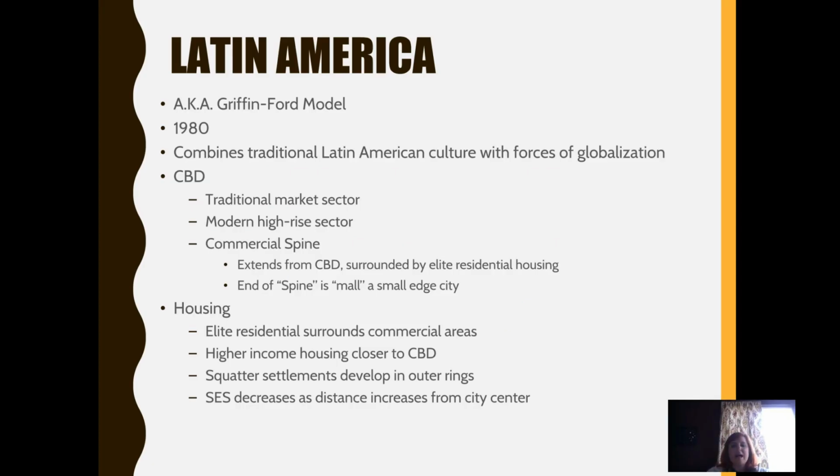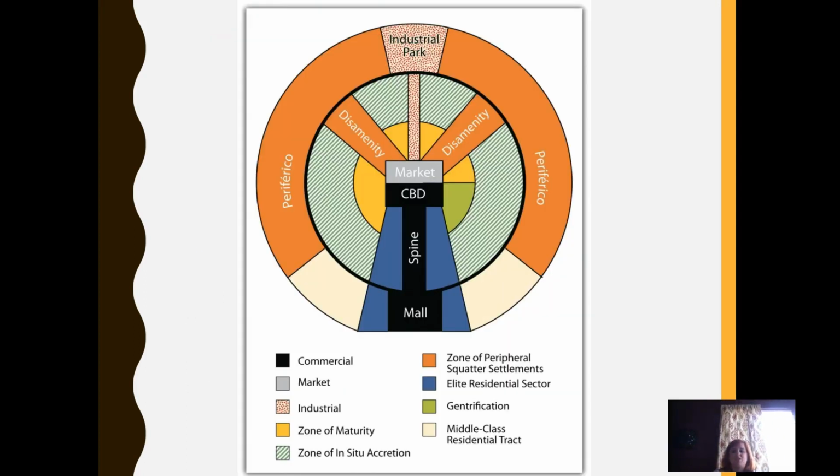Here we go. Latin America model, 1980, combines traditional Latin American culture with forces of globalization. There is a CBD. Within the CBD, traditional markets, high-rise buildings, a commercial spine. So this all extends out from the CBD. I'm just going to show it to you actually. So this is what it looks like. This is the Latin American city model.